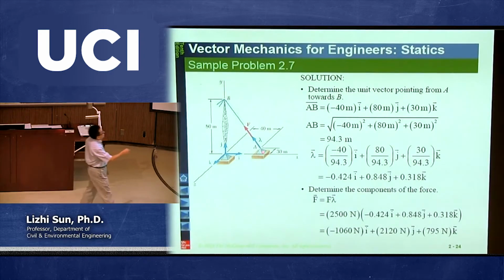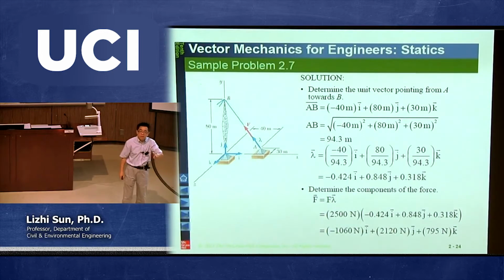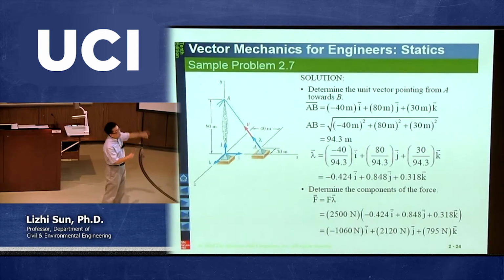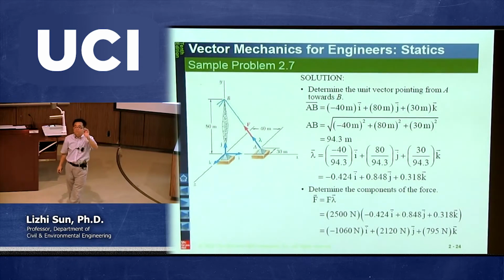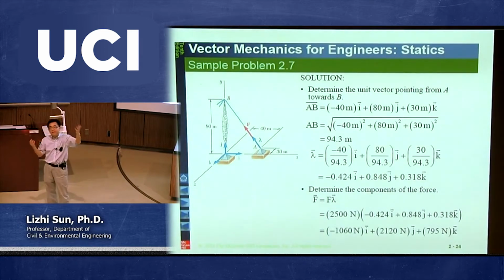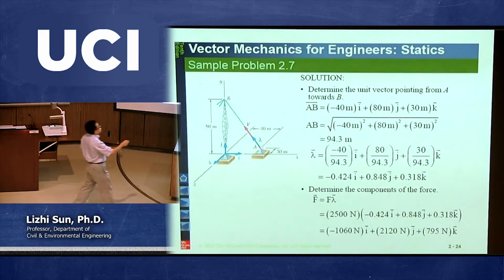Okay? So let's say we're going to pick point A, and we're going to pick point B. Once we know these two points, then we need to identify the force direction, from which point to which point. This is the force direction I just told you based on our common sense because of the cable situation, right? So this force should be from A to B, not from B to A.